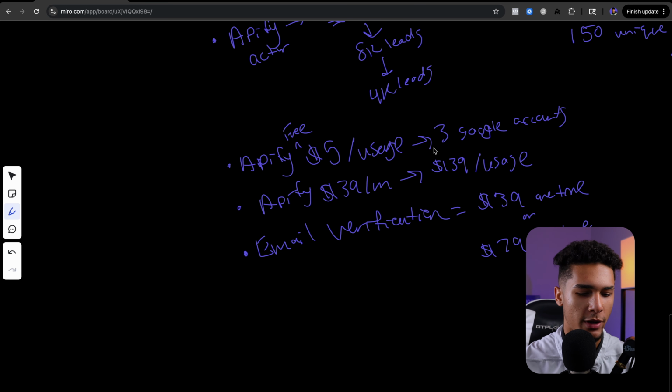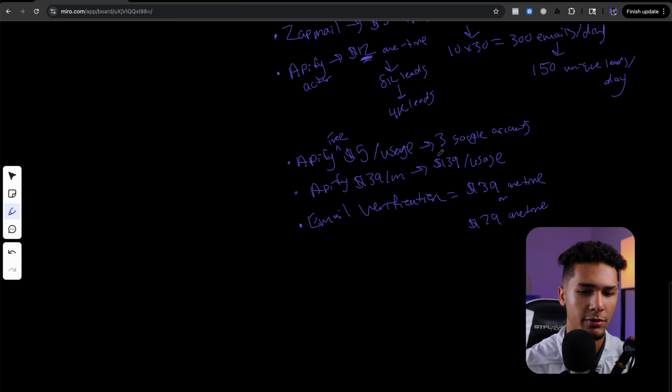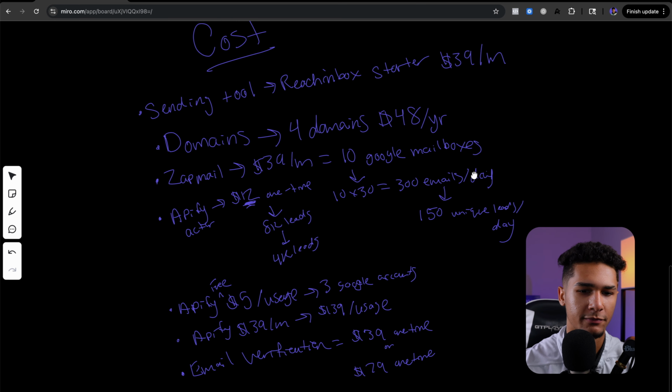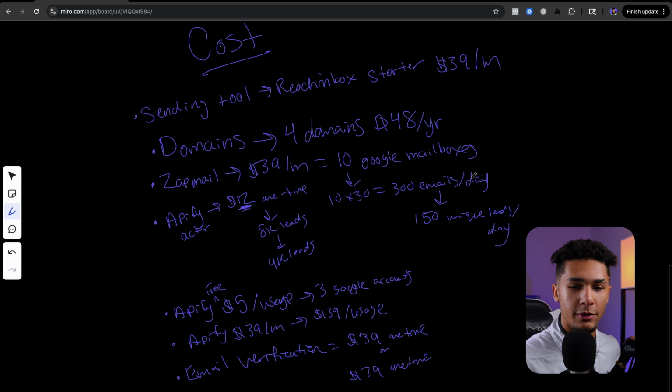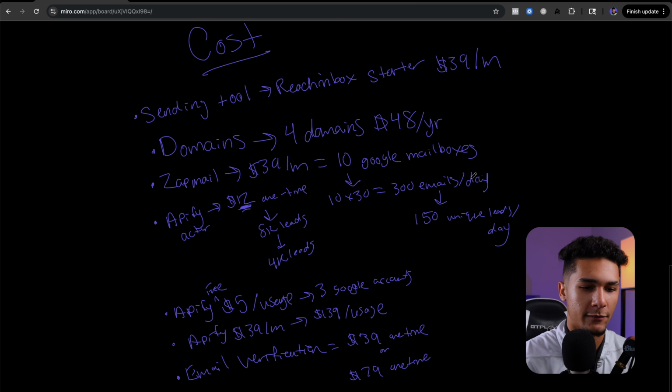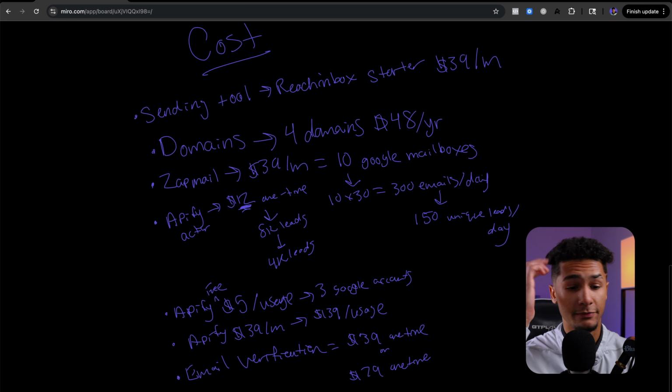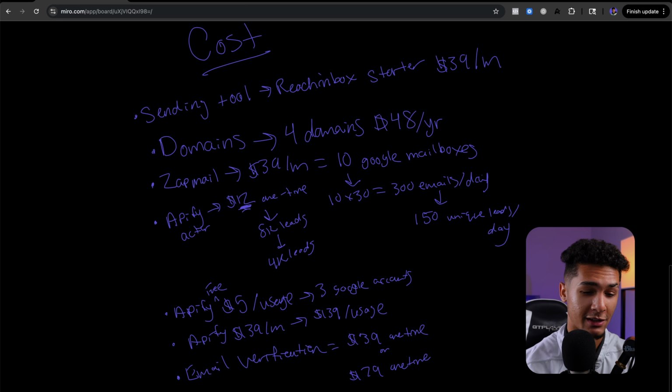So let's go ahead and total this up. Let's see what we have here. Let me grab my calculator because my brain does not work like that. So we're starting up with Reach Inbox Starter Plan. That's going to be $39 per month. Then the domains, that's going to be $48. Our mailboxes is $39 a month. Apify, I'm going to say we're getting the Apify subscription. I'm going to go $39.